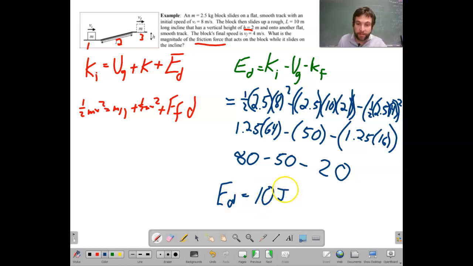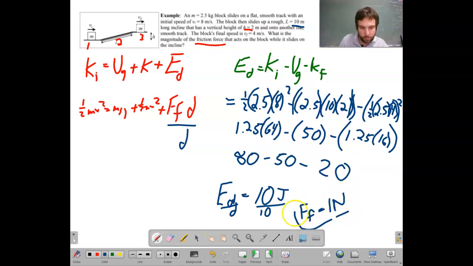That's not what we're asked for, is it? No, we're asked for the frictional force. So remember, frictional force times displacement, if we divide out displacement from each side. The total displacement that we have traveled was given to us as 10, divided by 10. So all of that to find out our frictional force equals 1 Newton. That seems reasonable. It's a really small frictional force. I like it.